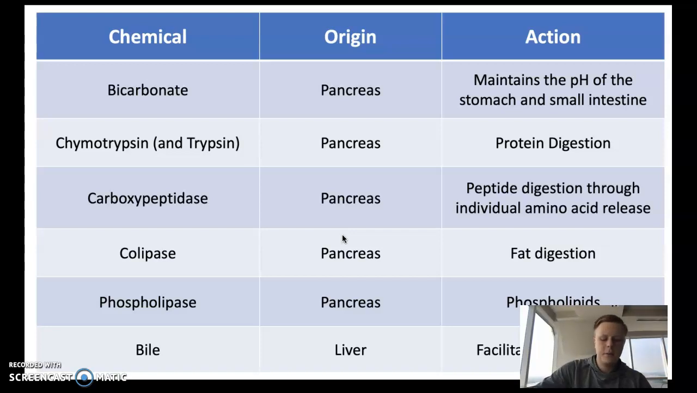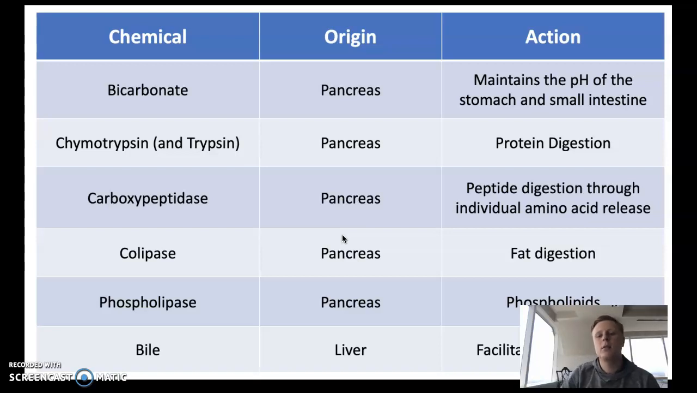So we know how things get from the pancreas and the liver to the digestive tract. We can look at what they actually do in the digestive tract. The pancreas secretes bicarbonate, and the bicarbonate allows the stomach and the digestive tract to maintain the pH within them. The pancreas also secretes chymotrypsin and trypsin, which help aid in protein digestion.